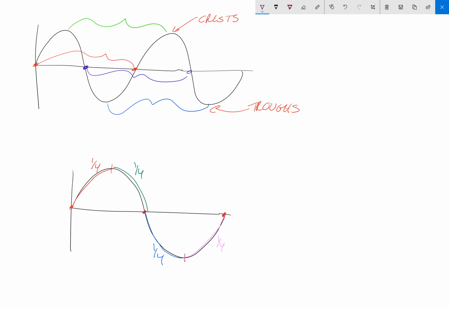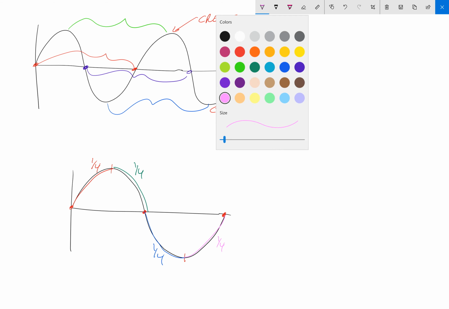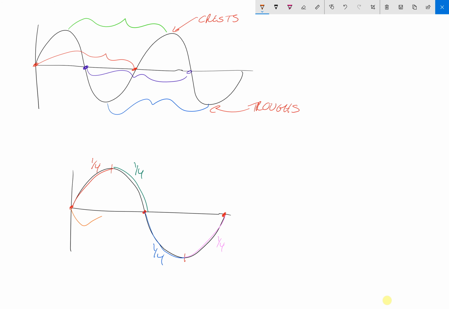I break it up into quarters because that's all we're really going to do. So we either have quarter waves, or half waves, or 3/4 waves, or full waves. You just need to recognize that anytime it goes from your equilibrium line to a crest or a trough, that's a quarter wave. And if it goes the other way, it's a quarter wave. Or you could do equilibrium to equilibrium. That would be a half a wave. From here to here, that's 1/2 of a wave.